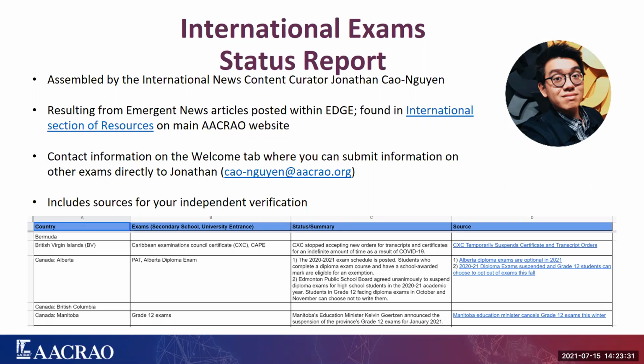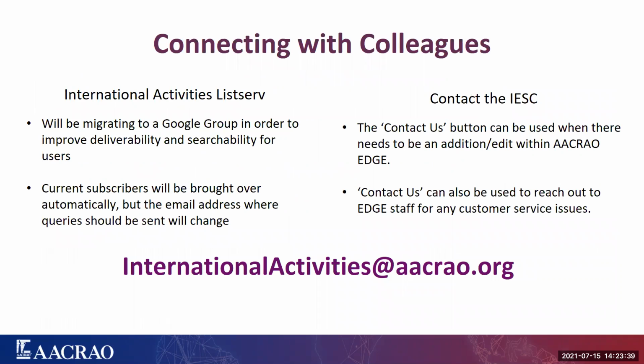cal-nguyen@acro.org. So another thing that you might really do when you find good information, maybe you have a question, maybe you want to share something, you can use our international activities listserv to connect with other colleagues in the field. I want to let everyone know that coming in the very near future, we're going to be changing the email address that you're going to be sending your questions and your answers to. We're switching this over to a Google group, and it's going to make it so that it'll be easier for you to search back through the archives, and it will increase deliverability to everyone that you're trying to get in touch with.